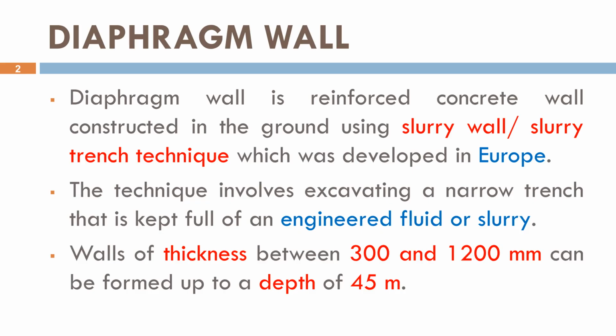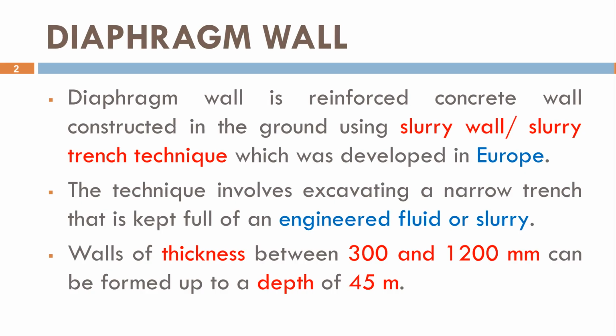Once the required depth is reached, a reinforcement cage is lowered into the trench, and concrete is placed using the Tremie method. Typically, diaphragm walls have a thickness ranging from 300 mm to 1,200 mm, and can be constructed to depths of about 45 meters. Because the wall is cast directly in the ground, it serves as both a retaining wall and, in many cases, a permanent structural foundation wall.